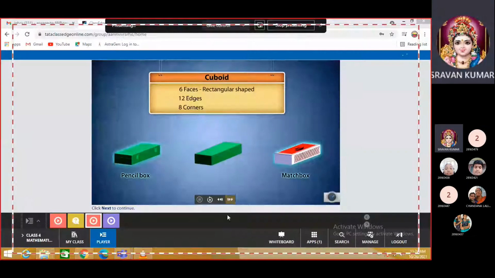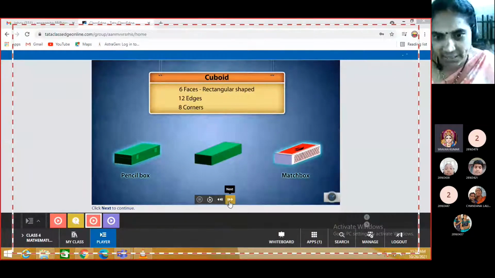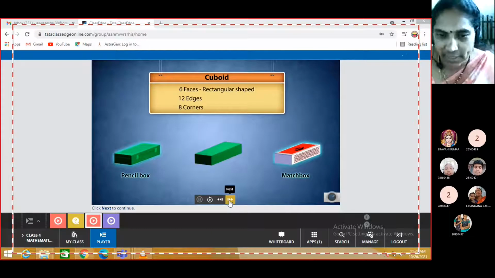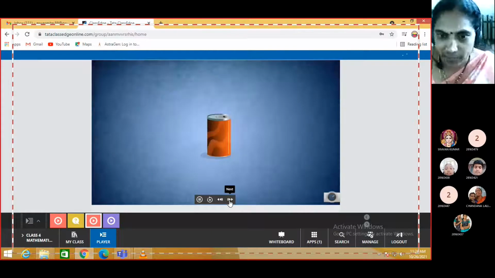Let us see the edges. This is one edge and this is the other edge. So it has 2 edges and no corners in this cylinder. It has 0 corners. Chakrika, can you give 2 examples for this cylinder? Examples for cylinder are tube light, gas cylinder. Tube light and gas cylinder. Now let us see a video on this cylinder.